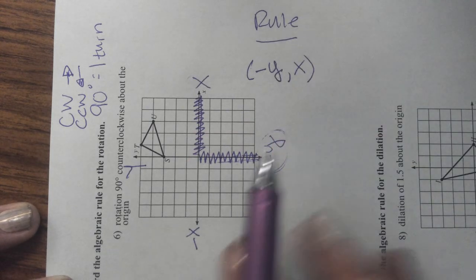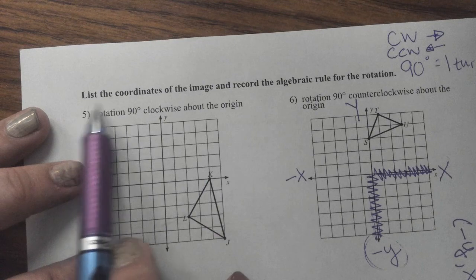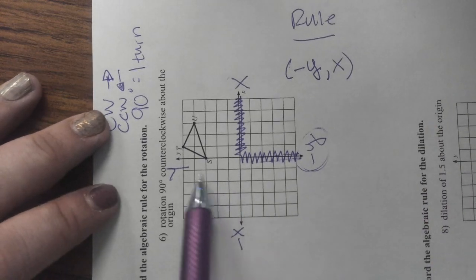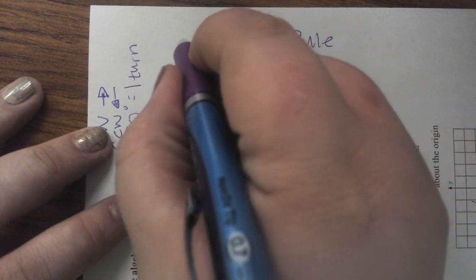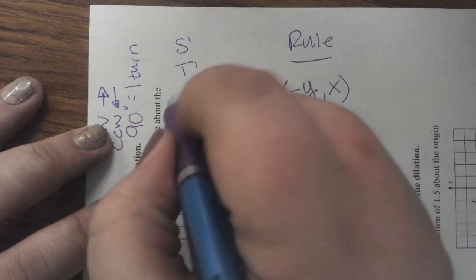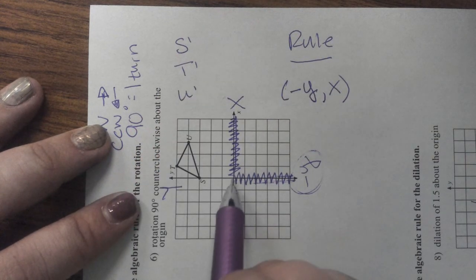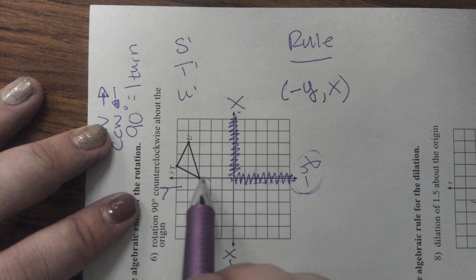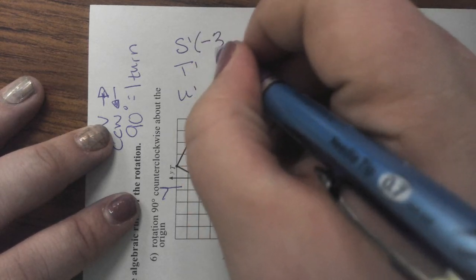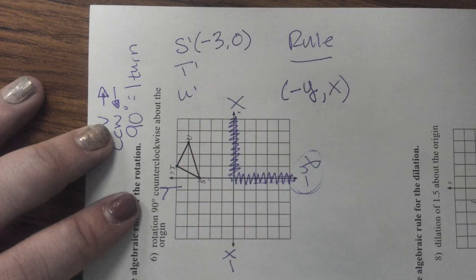The only other thing we need to do is list the coordinates. So I'll have my paper turned once to the left. Now I just write the ordered pairs for s prime, t prime, and u prime. S prime can be found by going left 3 and up nothing. Left 3 would be negative 3, up nothing is 0.